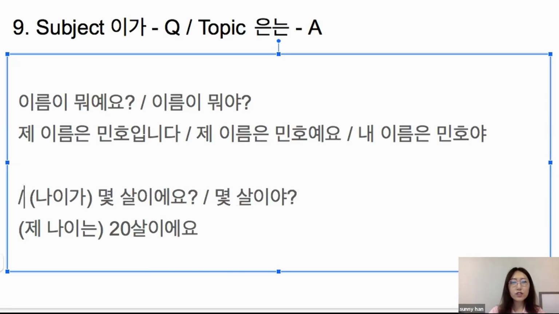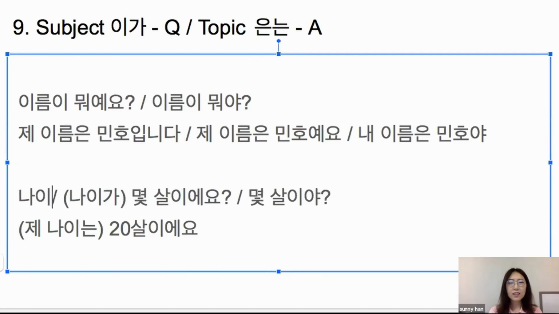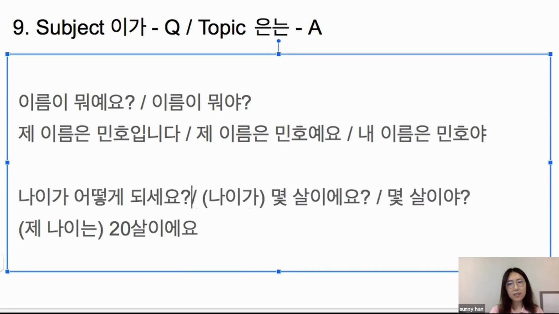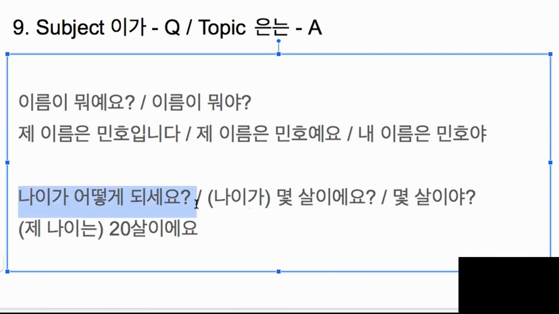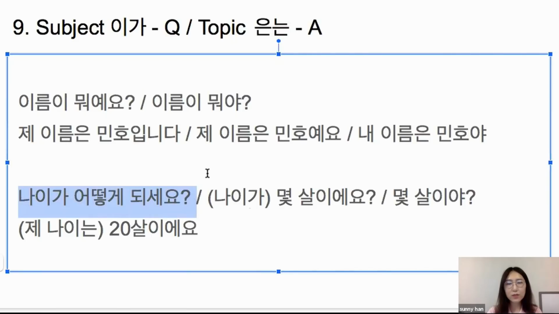If you want to use a more formal way, do you know how to say? If you don't want to ask someone's age directly, but you are curious, then 나이가 어떻게 되세요? 나이가 어떻게 되셨어요? Yeah, this one is difficult, right? But we use this one a lot.